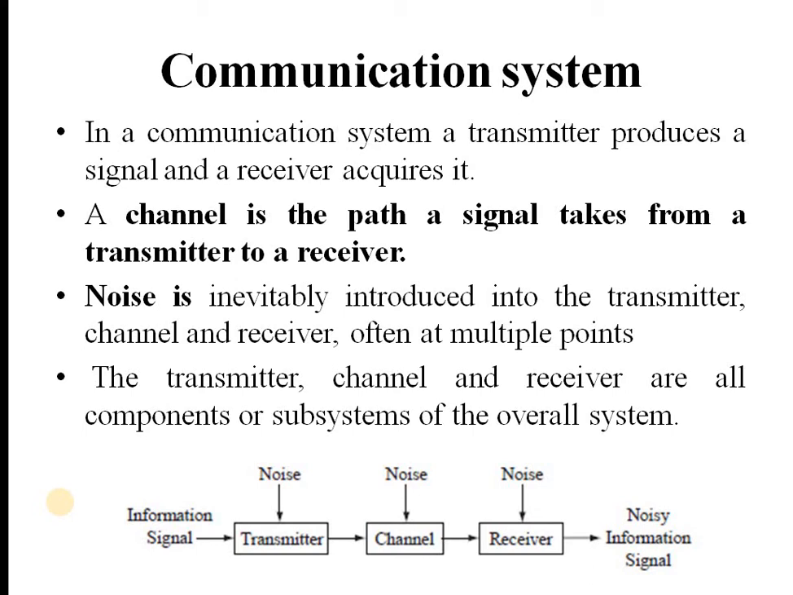Generally, every communication system has a transmitter which produces a signal, and definitely a receiver which receives that particular signal transmitted by the transmitter. And there is a channel, a medium for the signal to be transmitted from one end to another, and that is what we call a channel. A channel is the path a signal takes from a transmitter to a receiver.